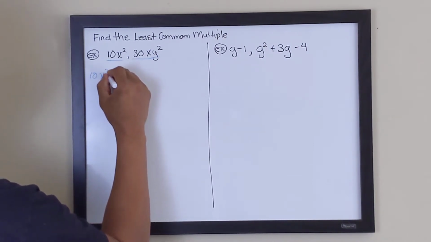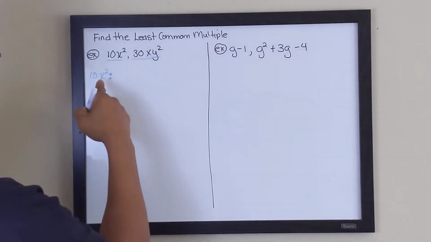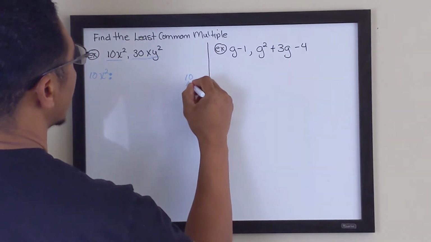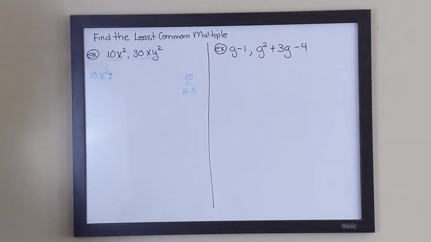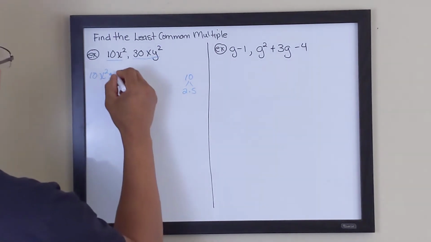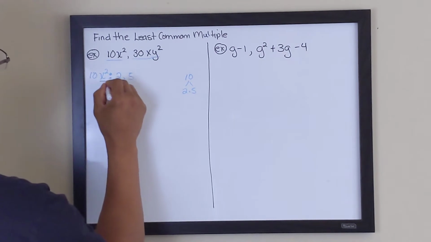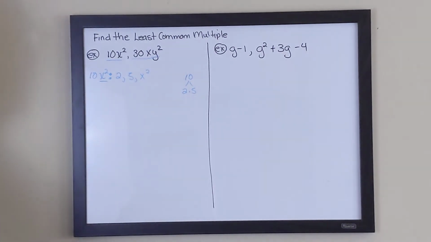So let's look at the 10x squared first. When we break that down, we break down the 10, which gives us 2 times 5. That's broken down at that point, so that's a 2 and a 5. And we also have an x squared, so that's my other factor. So 10x squared broken down is a 2, a 5, and an x squared. Those are the three factors for 10x squared.